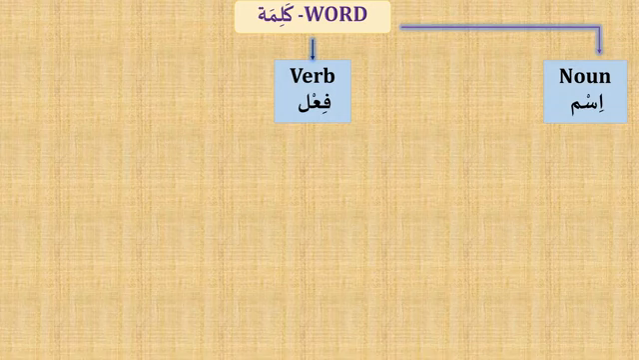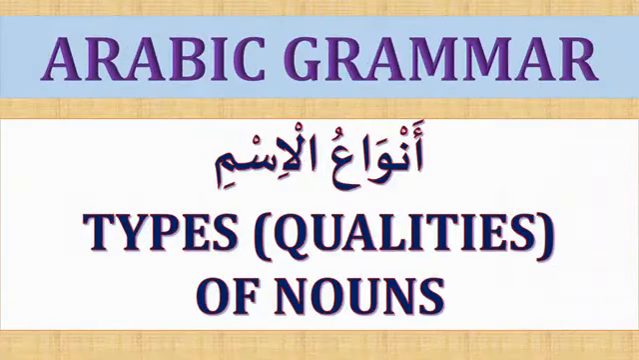In our previous lesson, we learned that there are three types of word, kalima: ism, noun, fi'l, verb, and harf, particle. In today's lesson, we are going to learn anwa'ul ism, types or qualities of nouns. Al-ismu wa anwa'uhu, noun and its qualities.